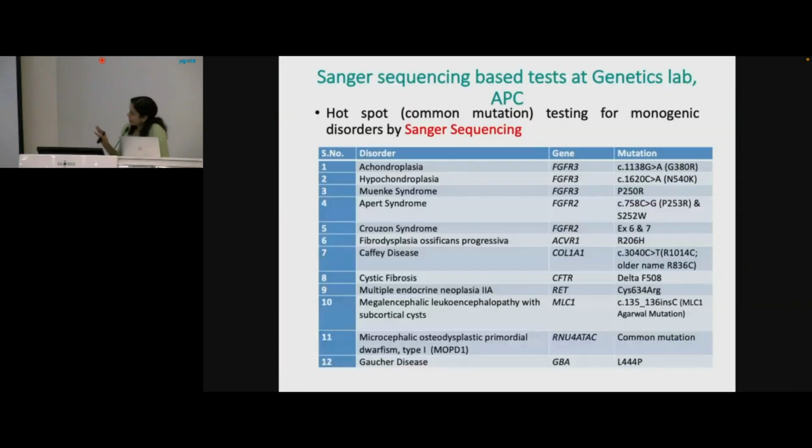This is the list of hotspot mutations, common mutations, which we are offering through Sanger sequencing in APC in our lab. Where there is a common mutation present, we can directly go for Sanger sequencing for these disorders.